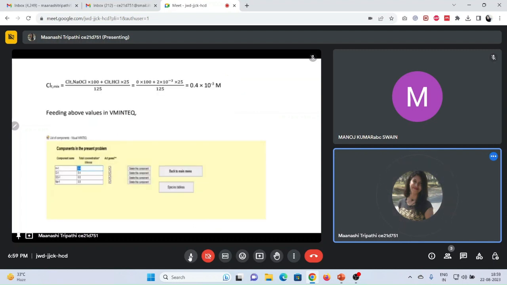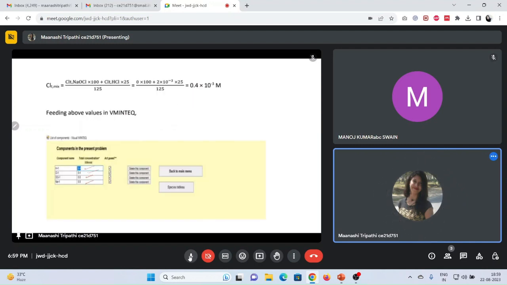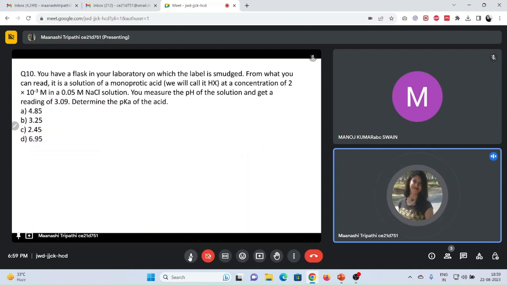Now we will put all these values in Visual MINTEQ like this. All these values we will feed in Visual MINTEQ, and after that we will get the solution. So this is what we got, our H plus. The answer is 7.52. Coming to the last question.